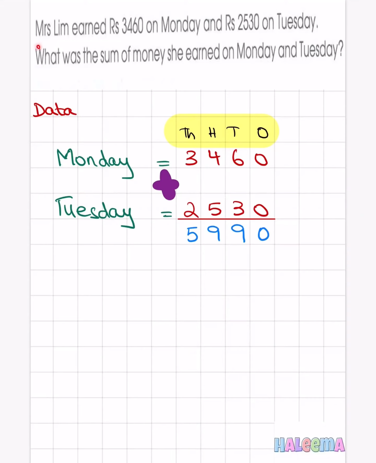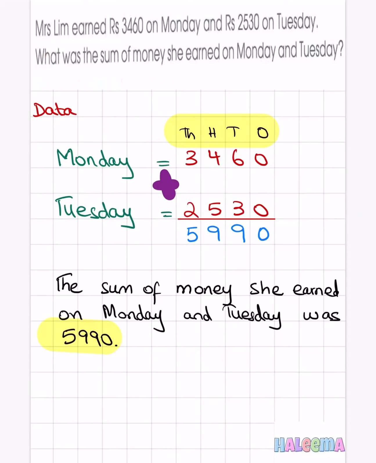It says, what was the sum of money she earned on Monday and Tuesday? So the final answer will be that the sum of money she earned on Monday and Tuesday was 5,990. Right? Was it difficult? I don't think so. Let's try another question.